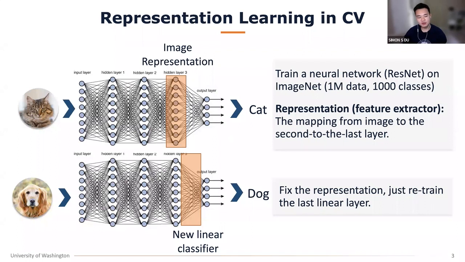You may train this representation on ImageNet, but the representation you learn is actually useful for many other tasks. For example, here you have a new task. You may just keep those layers, keep this representation or feature extractor, and then just retrain the last linear layer. This is one use of representation. You view this as a fixed feature extractor, and then you train, say, a support vector machine on top of the learned representation. This is how you use the learned representation for a downstream task.